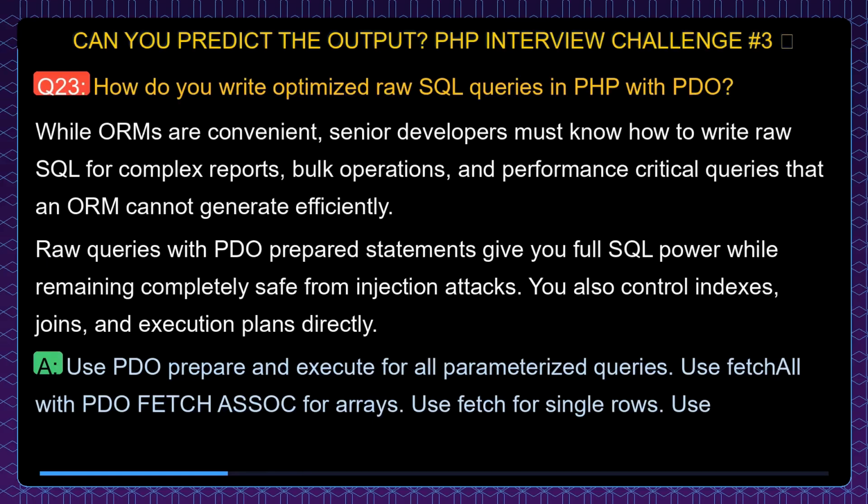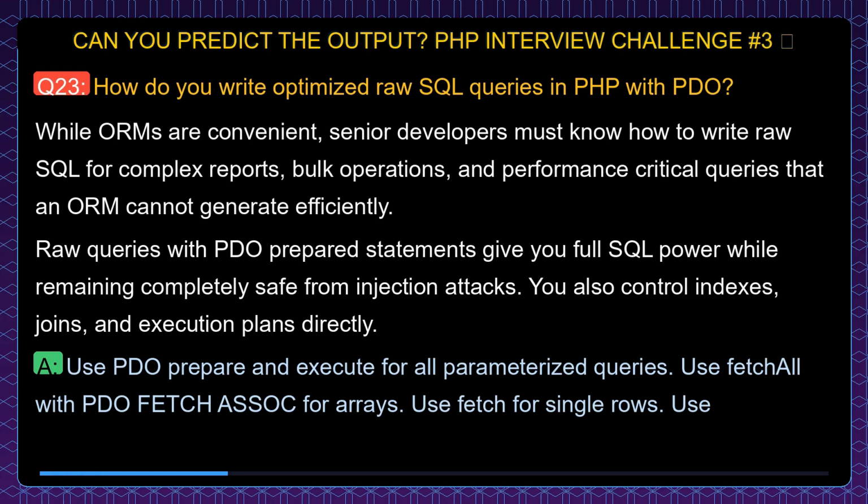Q23. How do you write optimized raw SQL queries in PHP with PDO? While ORMs are convenient, senior developers must know how to write raw SQL for complex reports, bulk operations, and performance-critical queries that an ORM cannot generate efficiently. Raw queries with PDO prepared statements give you full SQL power while remaining completely safe from injection attacks. You also control indexes, joins, and execution plans directly.